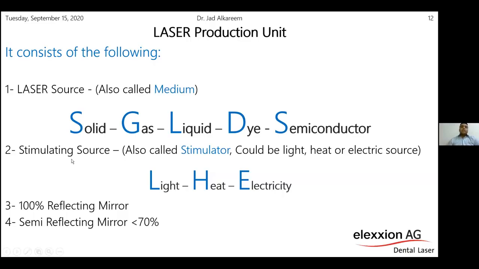Then we have something called the stimulating source, which is responsible for making the laser medium become excited. We have several options to stimulate our laser source: a light source, a heat source, or an electricity source. Number 3 is a 100% reflecting mirror. And number 4 is a semi-reflecting mirror, which reflects only 70% of the energy, and only 30% comes out of it.